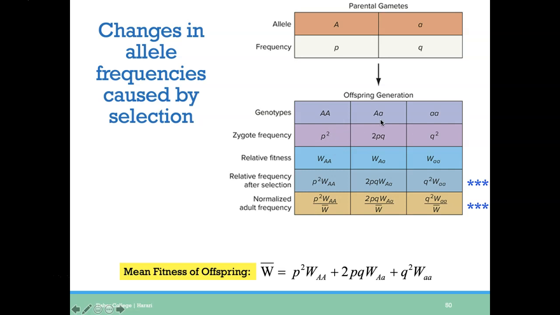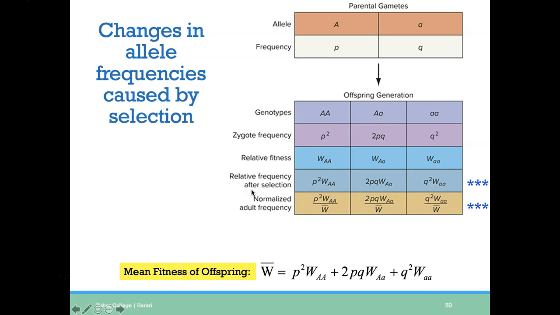A big A little a, right? What are the chances of a big A sperm coming with a little a egg or vice versa? It's 2pq. And then we know that for little a, the chances of a little a sperm and a little a egg coming together is q squared. The relative fitness we know is represented by big W.